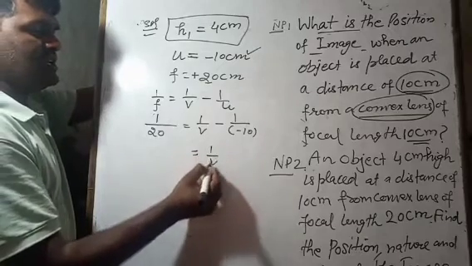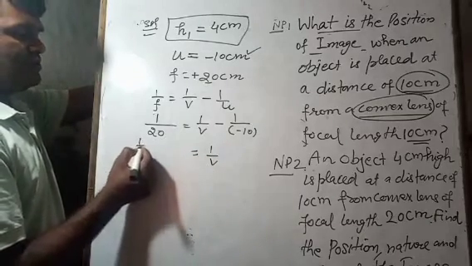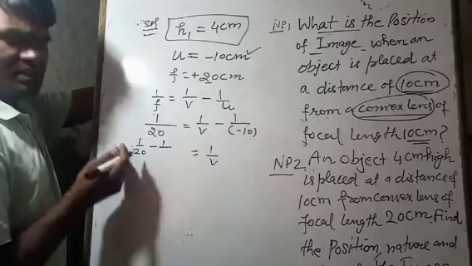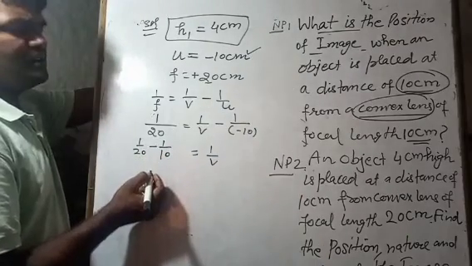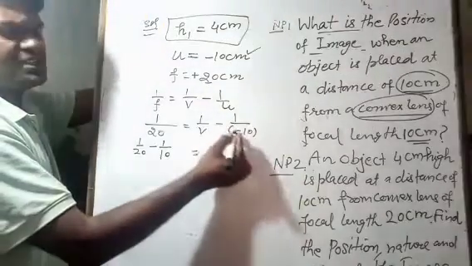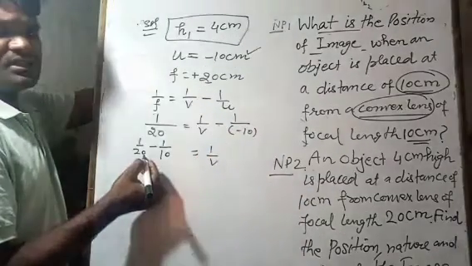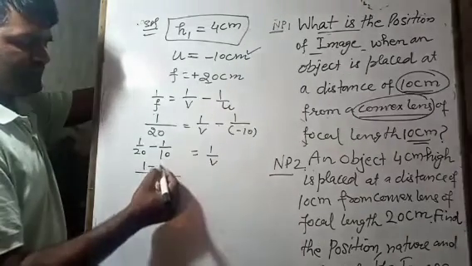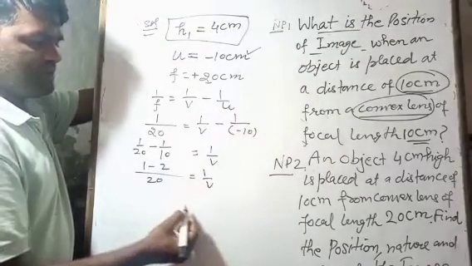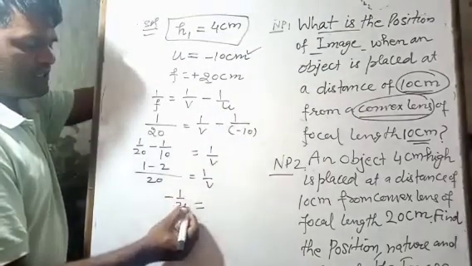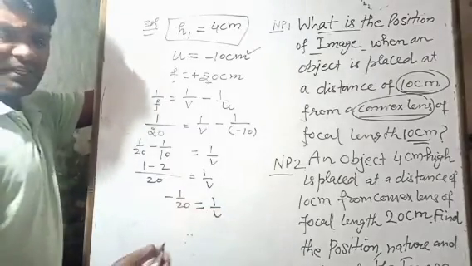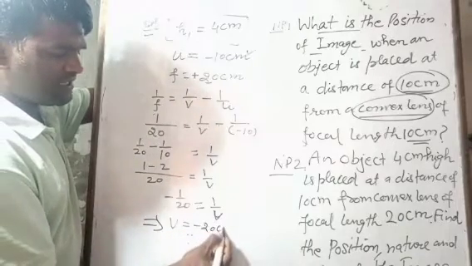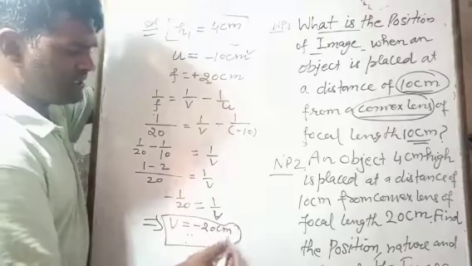Hence once again V can be calculated by using this formula: 1/20. Here it will be plus, and when we are changing its side it will be -1/10, because here minus will become plus, and when it is coming to the other side it will be negative. So let LCM be 20. So 1 minus 2 will be there for 1 by V, hence it comes to be -1/20. It implies that V is equal to -20 centimeter.